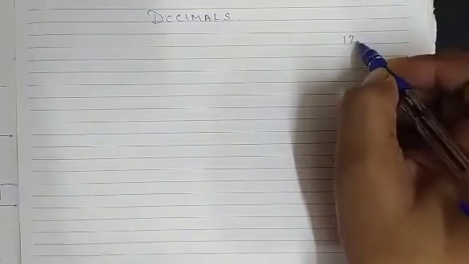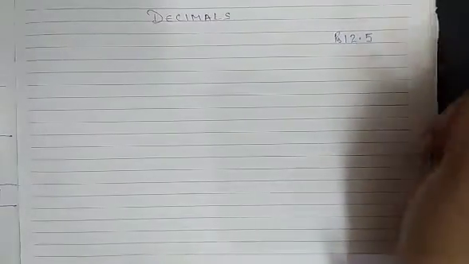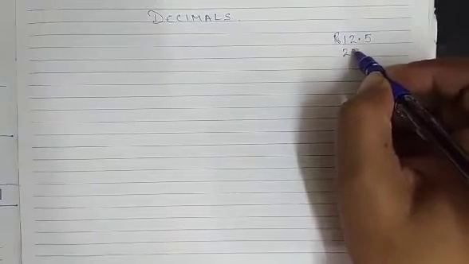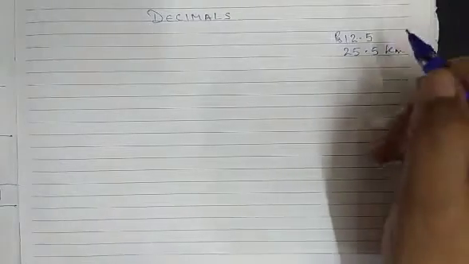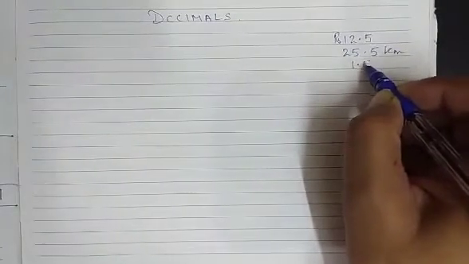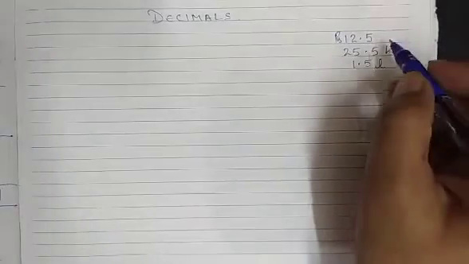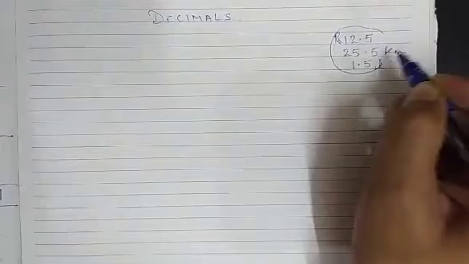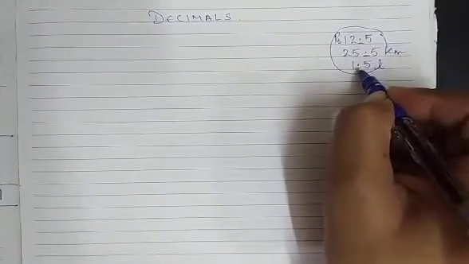Now, just take a few examples so that it will be clear for you. For example, if I say that I have 12.5 rupees, I had covered a distance of 25.5 kilometers, I need 1.5 liters of milk. Right? What is this all? See, some dot is there. Right?